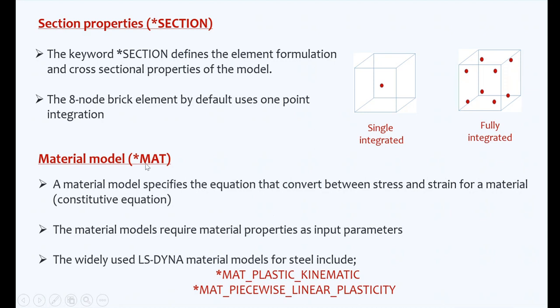And next one is material model. Material model is basically the constitutive equation, how your stress and strain are going to respond. When you give the material model keyword, you need to assign the material properties as the input parameters. And today and tomorrow, for both tutorials, we'll only be using steel material. So here I have given a few commonly used material models for steel, which are material plastic kinematic and material piecewise linear plasticity.